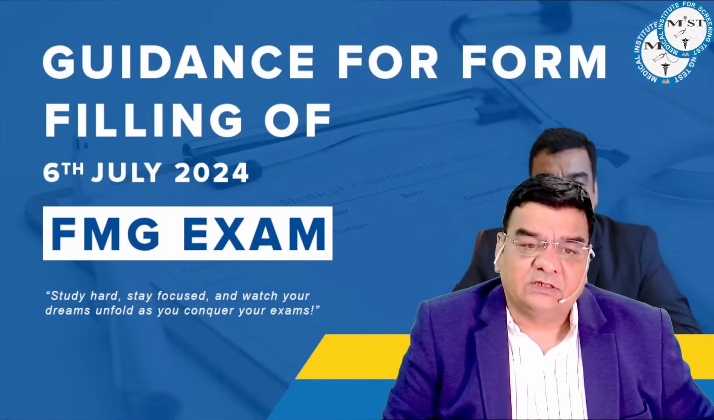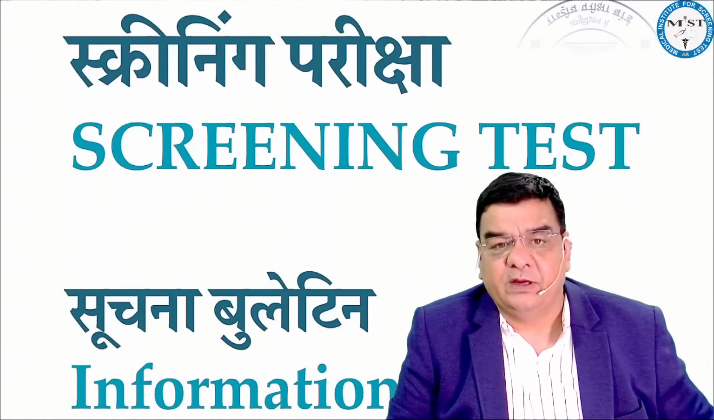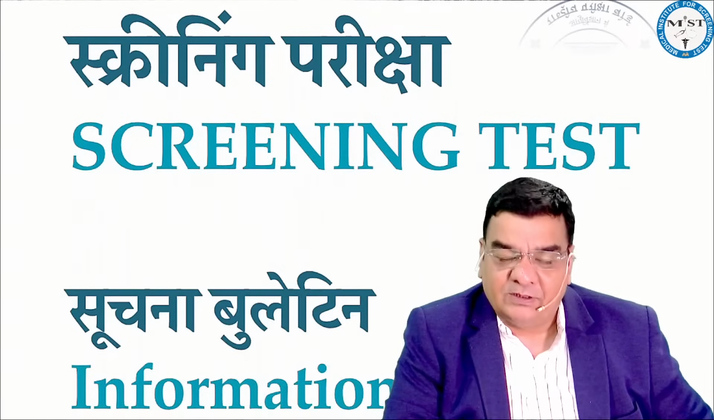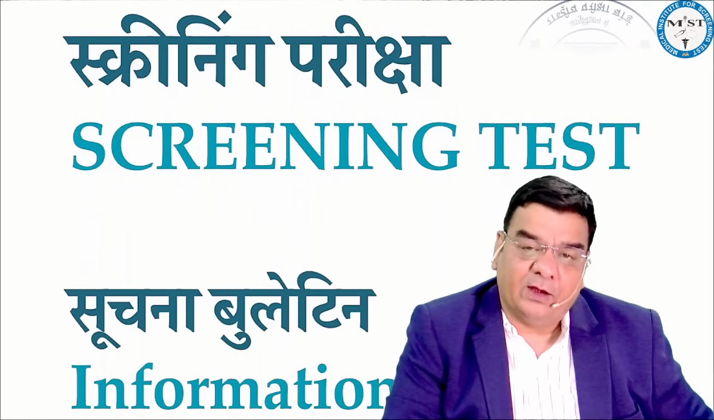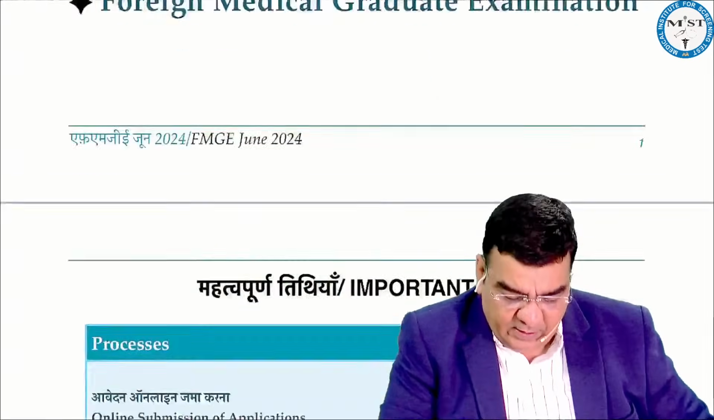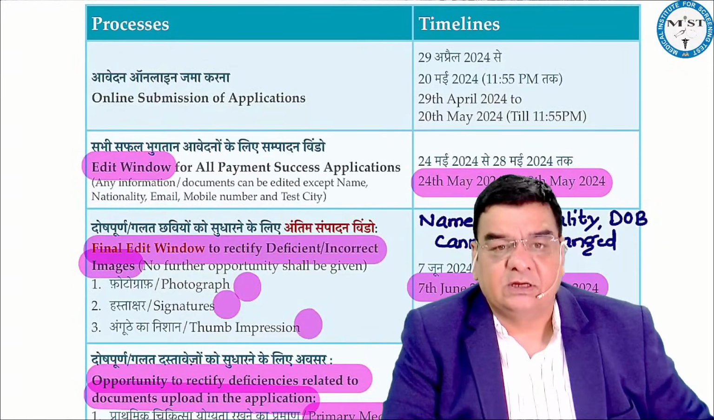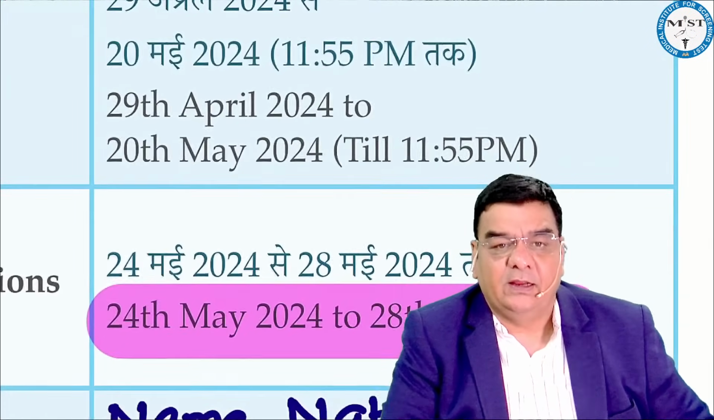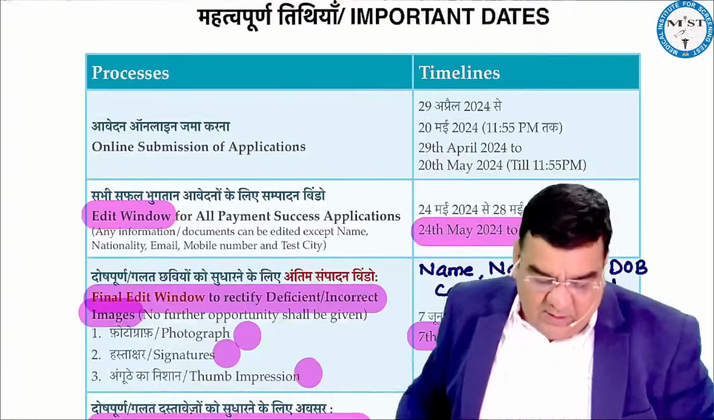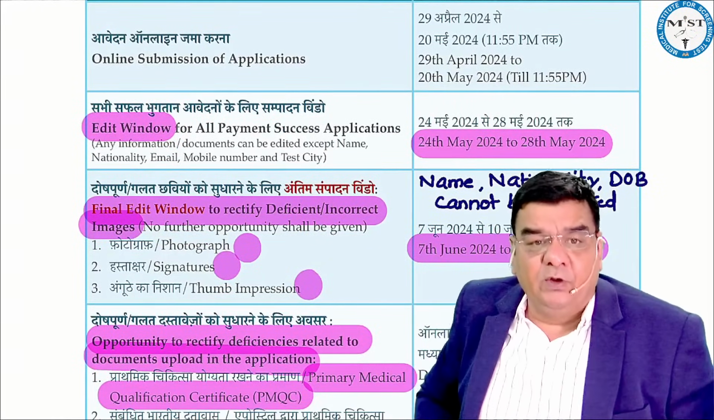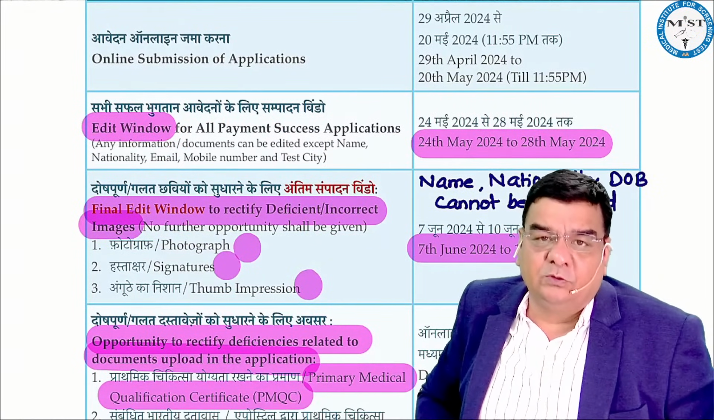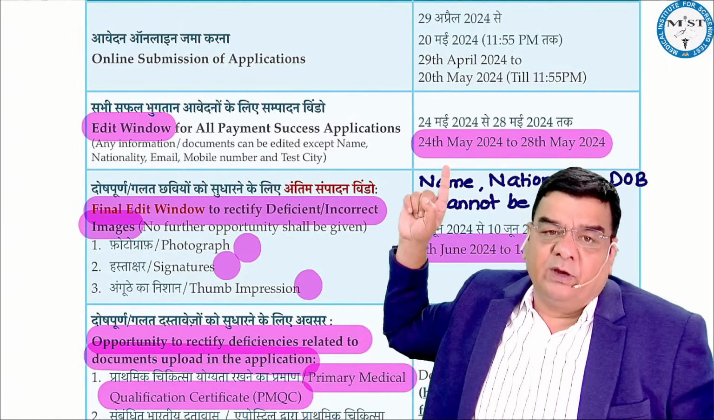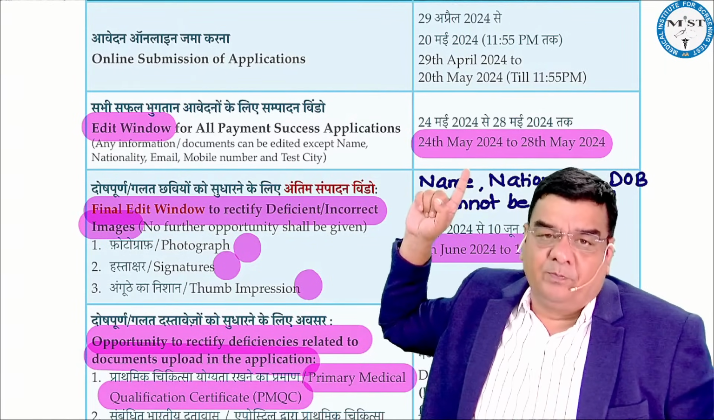Now, beta, let's take a quick look at the important things to be kept in mind while we are filling up the application form. Already the process of filling the application form has started from 29th of April today at 1 o'clock in the afternoon, right? So let us take a look at the important dates. Herein, the form can be submitted up to 20th of May 2024 till 11:55 p.m. Now, there will be an edit window which will open for all those applications where the payment process has been successful. And this edit window will be open from 24th May to 28th May 2024, right?